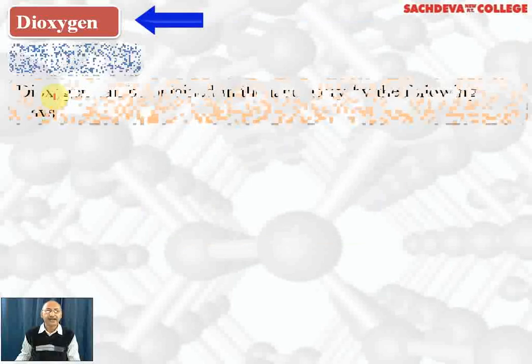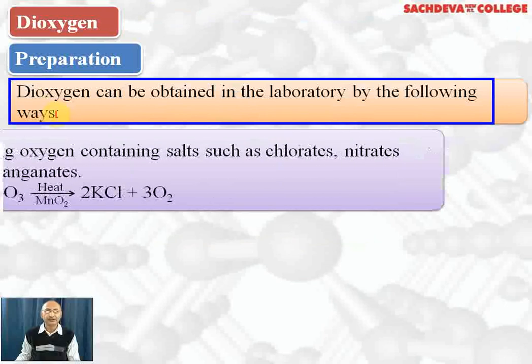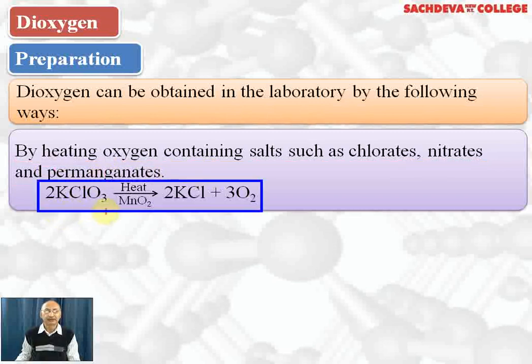Next we are taking dioxygen. Preparation: dioxygen can be obtained in the laboratory by the following ways: by heating oxygen containing salts as chlorates, nitrates and permanganates. First we are taking 2 KClO3 on heating in presence of MnO2 gives you 2 KCl plus 3O2. Here MnO2 is acting as catalyst. If we don't use MnO2, then the reaction will take place at high temperature. But if we use MnO2, the decomposition can take place at lower temperature.